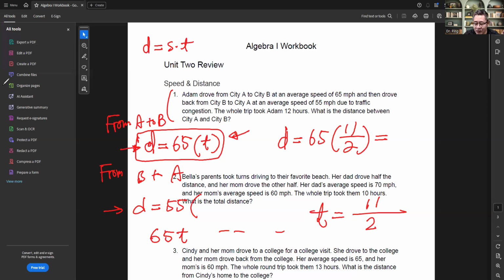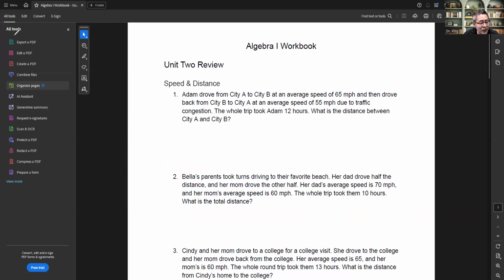So we got 65 times 11 divided by 2. So we got 357.5 miles. Okay, so that's how we solve this one. So let's have a recap, see where we got, how we got there.